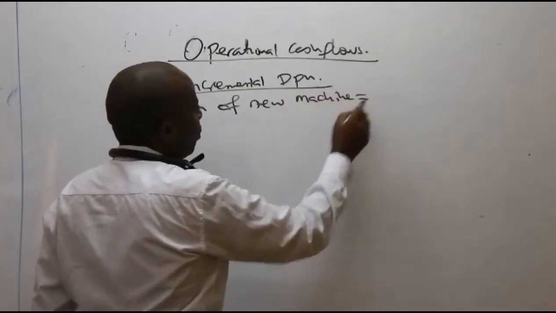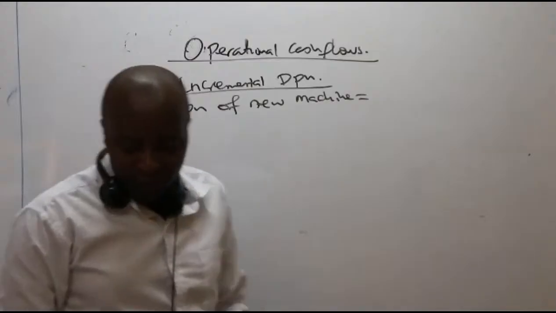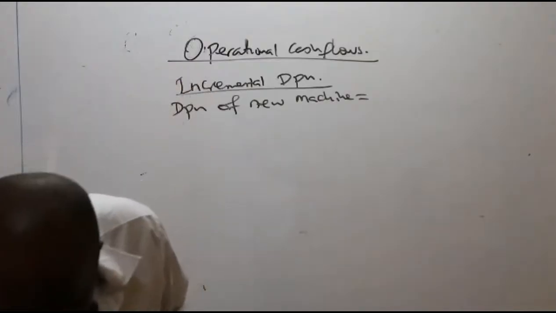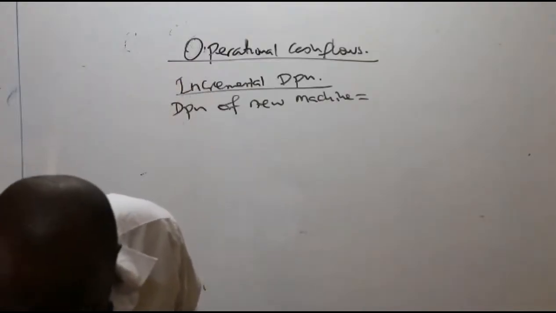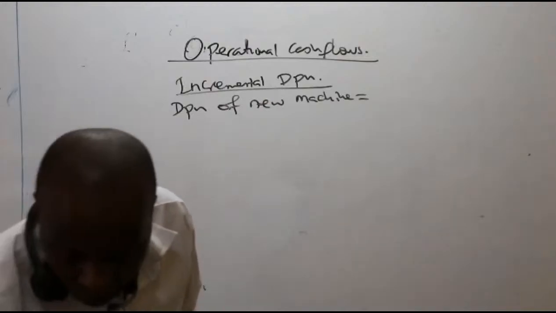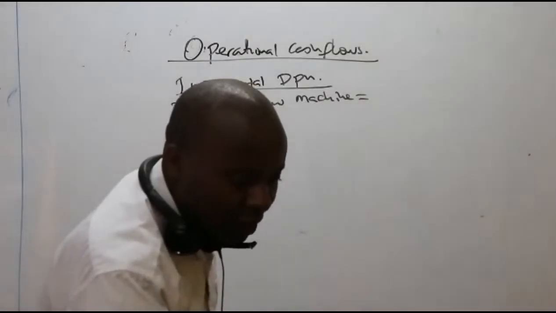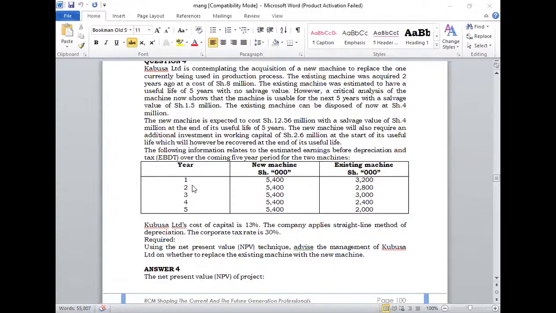So for the depreciation of the new machine, ladies and gentlemen, at the end of the day, we know the cost of the new machine, don't we? The cost of the new machine here is 12,560. So 12,560 minus its scrap value. Scrap value is 4,000, for our case because we are cutting 3 zeros.